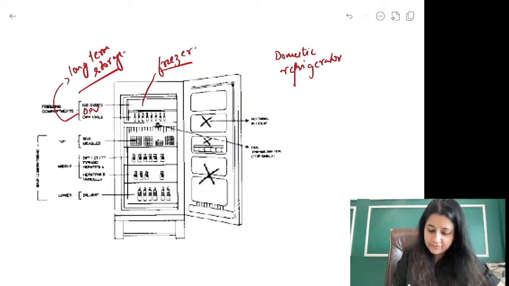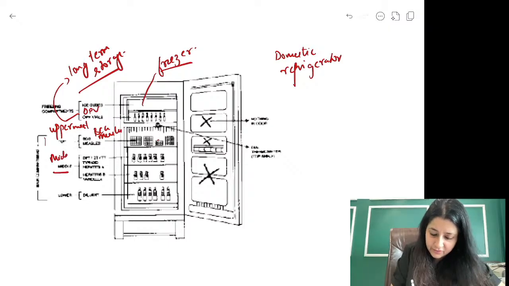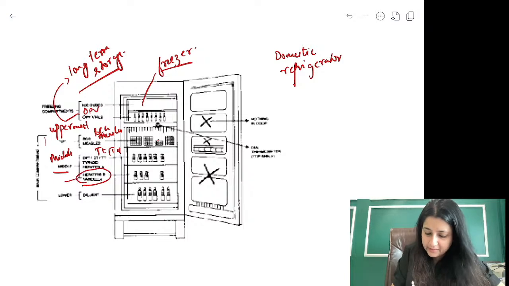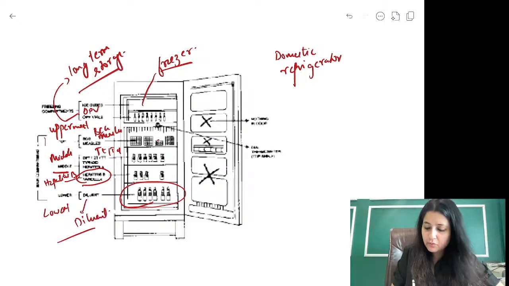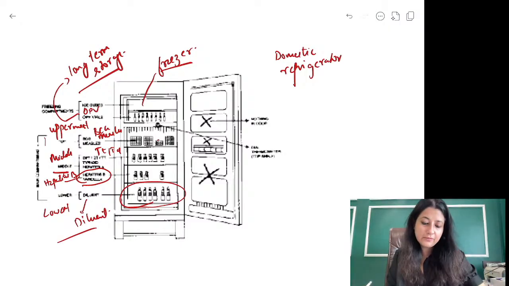In the uppermost shelf, you have kept BCG and measles. In the middle shelf you are keeping all the TT and TD. In the lower part of the middle shelf you will keep hepatitis B. And over here in the lowest shelf, what do you have? The diluents. Okay, everyone got it?